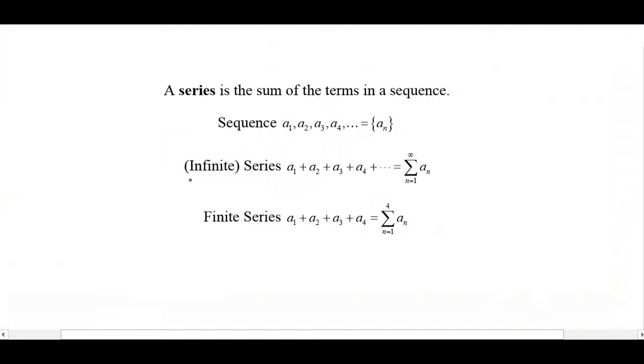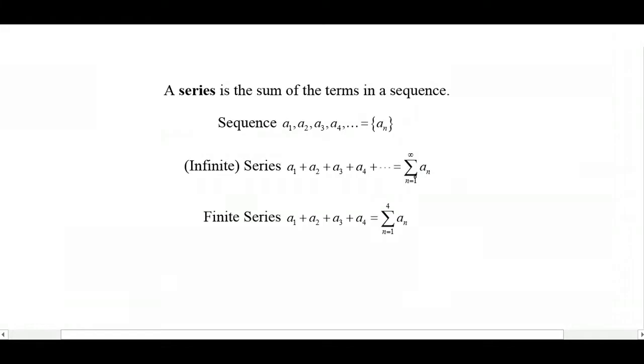Now, in general, this is called an infinite series, but we usually drop the word infinite. And it's infinite because we're adding up all of the infinitely many terms in a sequence. So we're adding a1 plus a2 plus a3 plus a4 plus on and on forever. And to shorthand this notation, we use what's called a summation notation. And this symbol is called a sigma, and it's also called sigma notation.